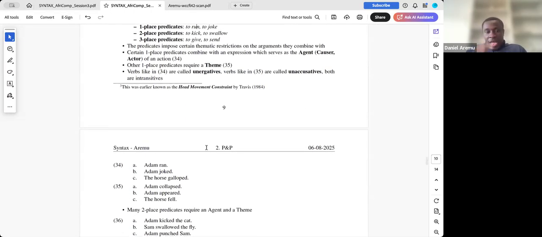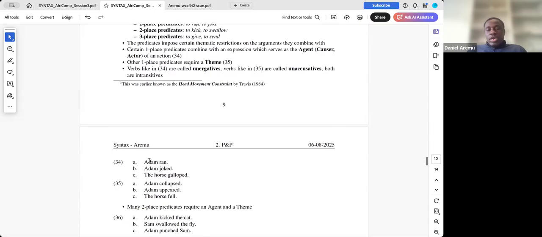And look at 34 and 35. So in 34, we have examples of one-place predicates, right? And in 34, all the arguments are agents, right? So you have Adam ran, Adam is the agent, Adam joked, the horse galloped. So we have a one-place predicate with an agent.